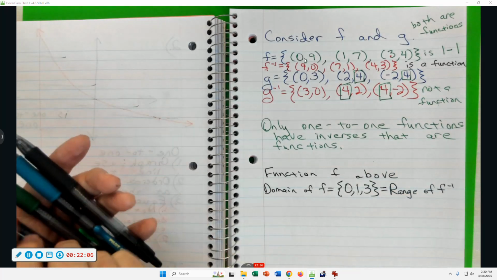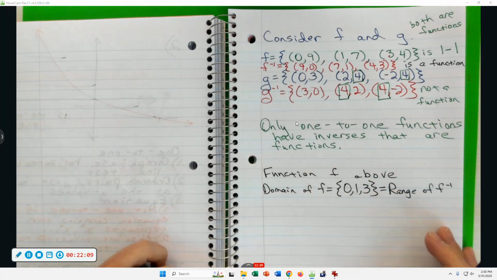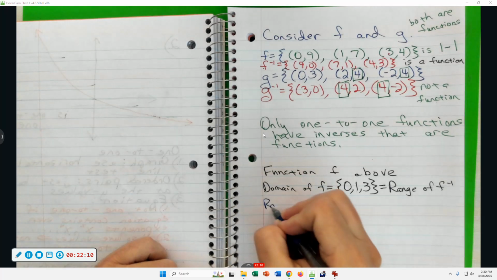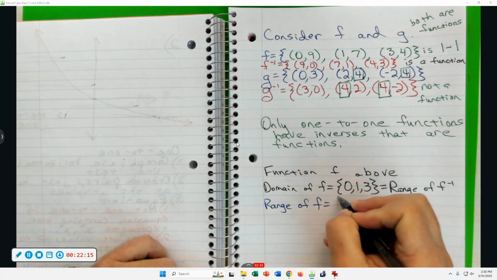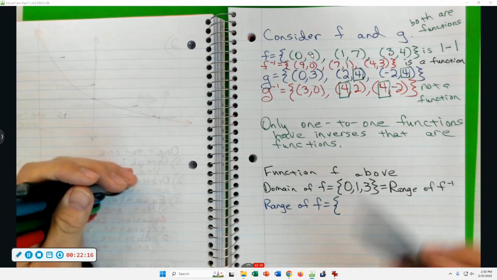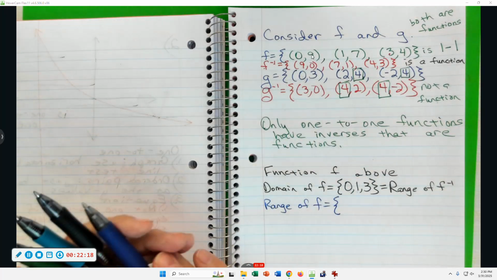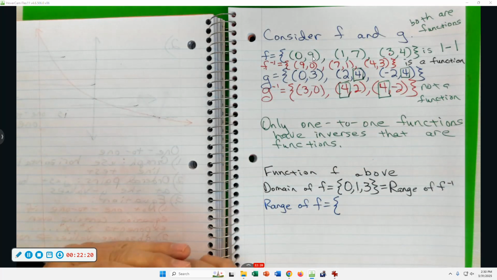Let's apply that same logic now to the range of f. Looking at the original function f, what numbers are in the range?